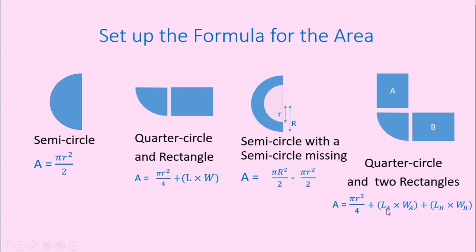But I've used special notation here to show you what my lengths and widths are. With this little a down at the bottom here, this is length of A. And this W with an A down at the bottom here, that's the width of A. And here I've got L with a B down at the bottom, that's the length of B. And W with a little b at the bottom is the width of B.